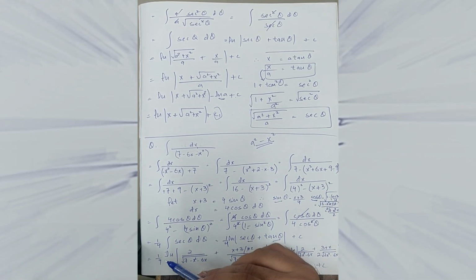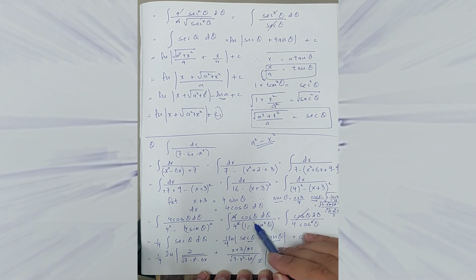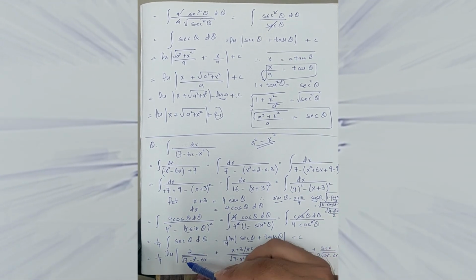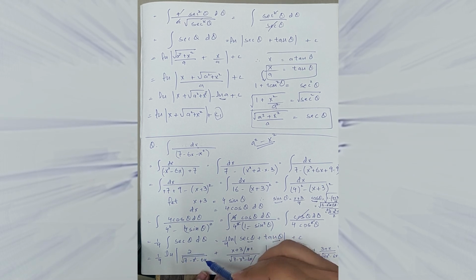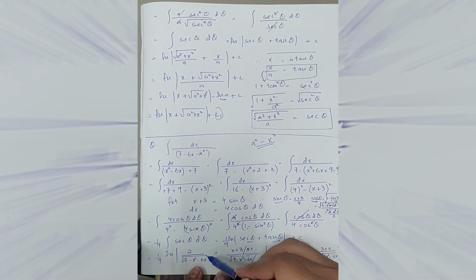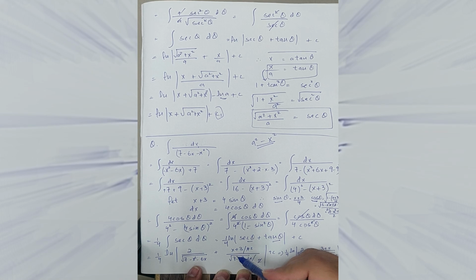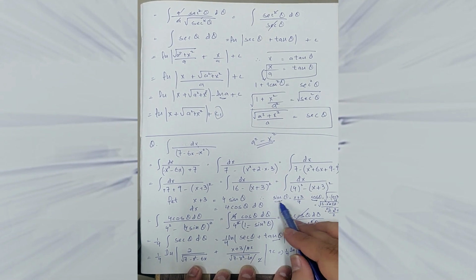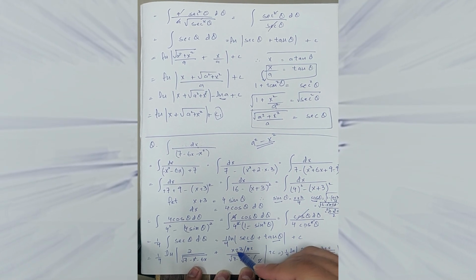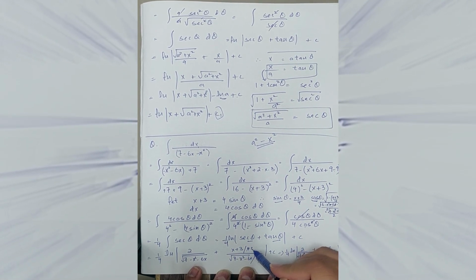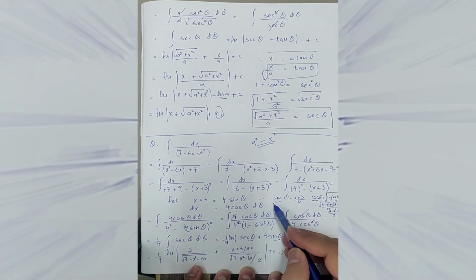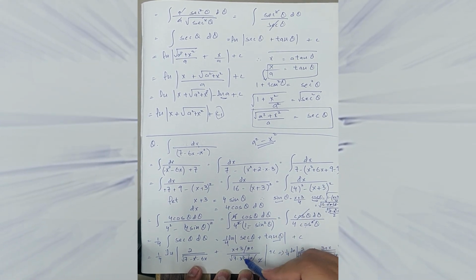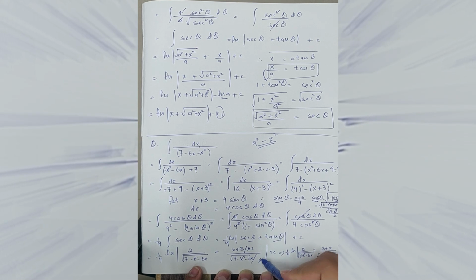So we know that secant theta is 1 over cos theta, so it's simply 2 over under the root 7 minus x square minus 6x, which is basically secant theta, and tan theta is simply sine theta over cos theta. So this is the value of sine theta, x plus 3 divided by 4, and cos theta is under the root 7 minus x square minus 6x divided by 2.